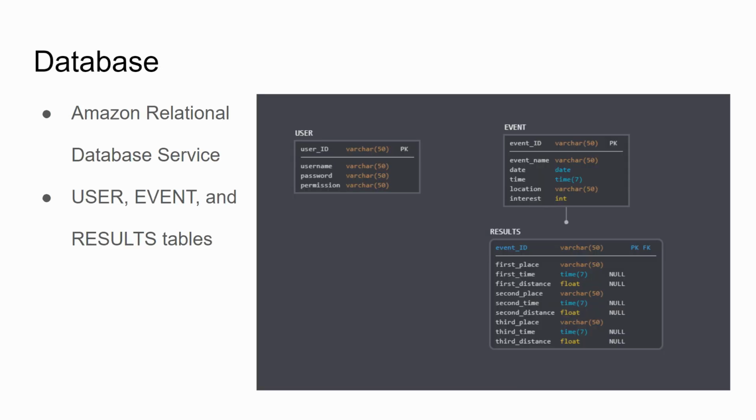The database is developed using an Amazon relational database service. The main goal of the database is twofold: store information on events taking place during Drake Relays, and store the login information of the users who download the app. 3 tables, user, event, and results, are used to store this information. I'll explore the purpose of each table and their components in more detail later on.